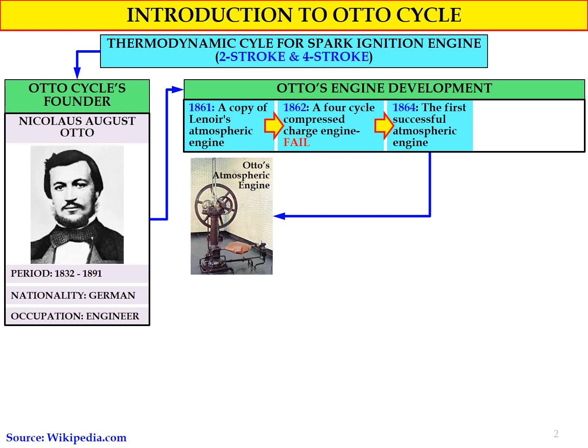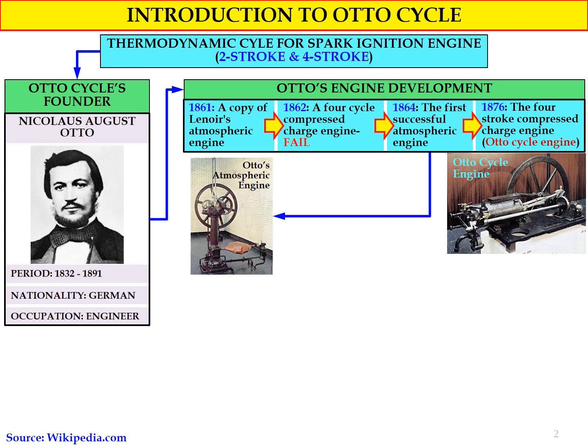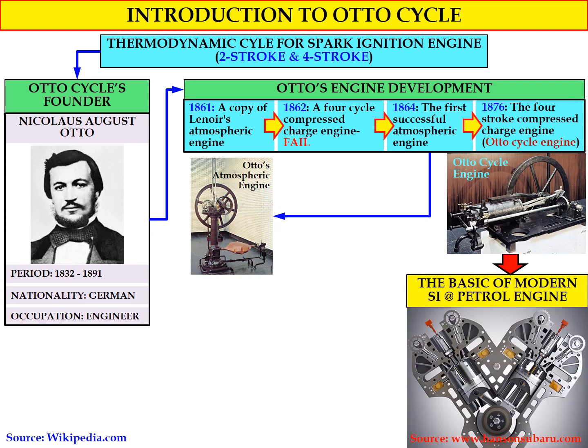Okay, and the last one, in 1876, he built the 4-stroke compressed charge engine, which is referred to as the Otto cycle engine. This last engine, referred to as the Otto cycle, is actually the basis of the modern spark ignition or petrol engine that we use today, as shown in the figure. The figure shows the modern petrol engine.